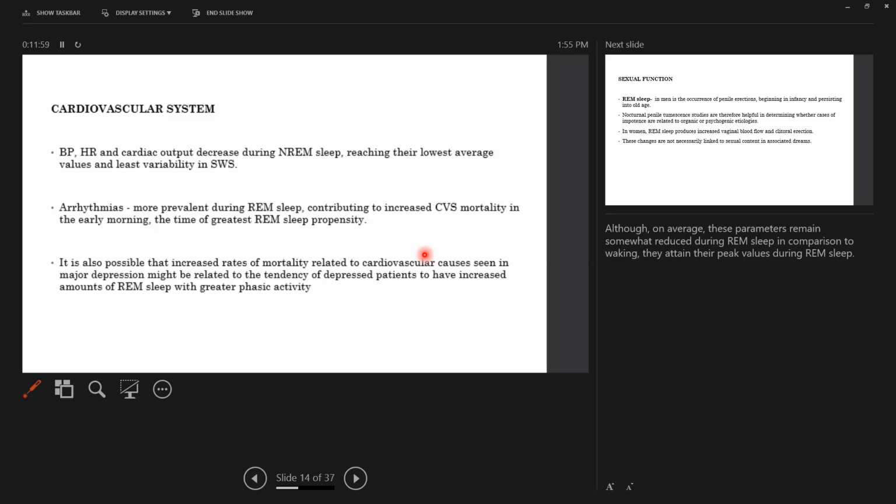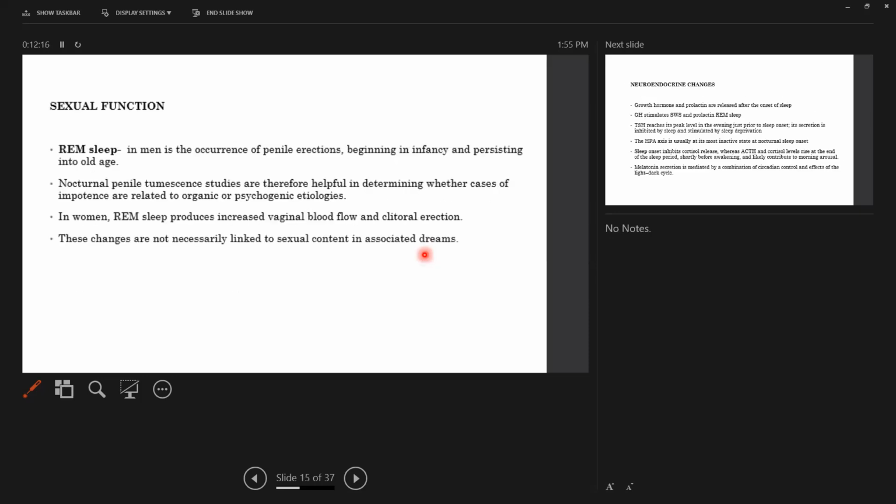So cardiovascular mortality is more common in the early morning. This is also associated with patients of depression. They have more REM sleep, and hence more cardiovascular mortalities are seen there. In sexual function, in REM sleep there is occurrence of penile erections, and in women there is increased vaginal blood flow and clitoral erection. These changes are not necessarily linked to the sexual content in associated dreams.